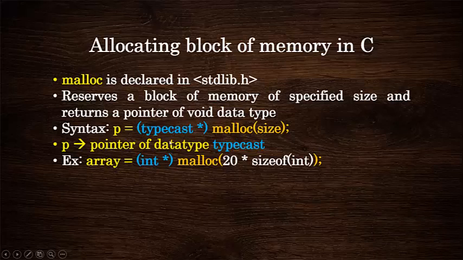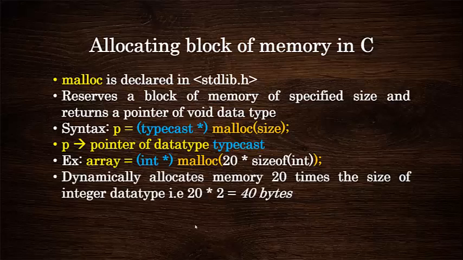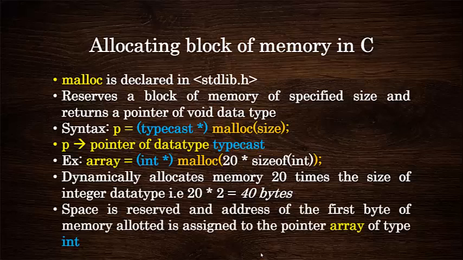So here your memory is getting dynamically allocated 20 times the size of your integer data type. Your integer data type has a size of 2 bytes. So 20 into 2, you get 40. So 40 bytes of memory space has been allotted in this particular statement. This space has been reserved, and the address of the first byte of the memory, that is the address of the first element, is assigned to the pointer array.